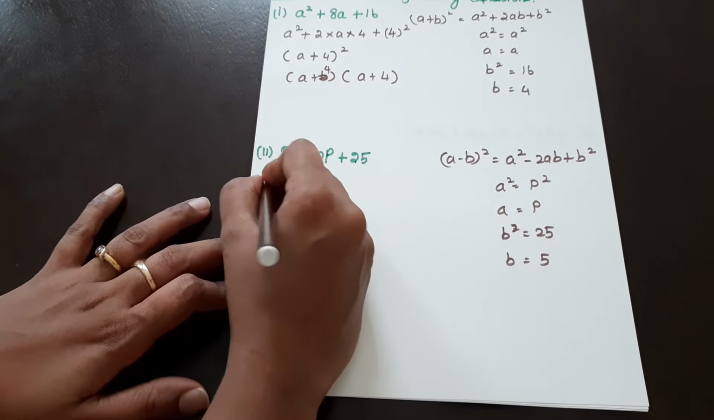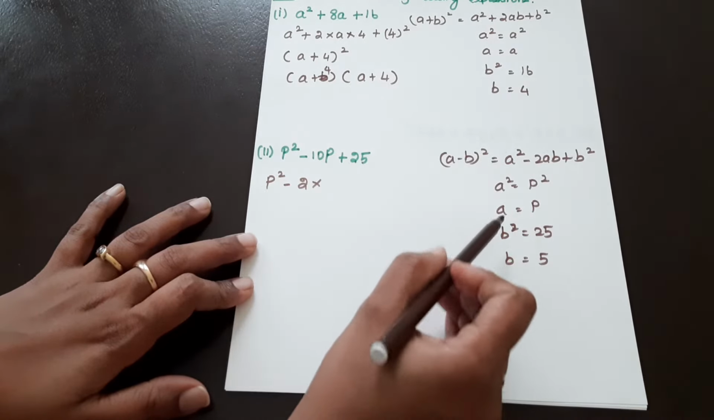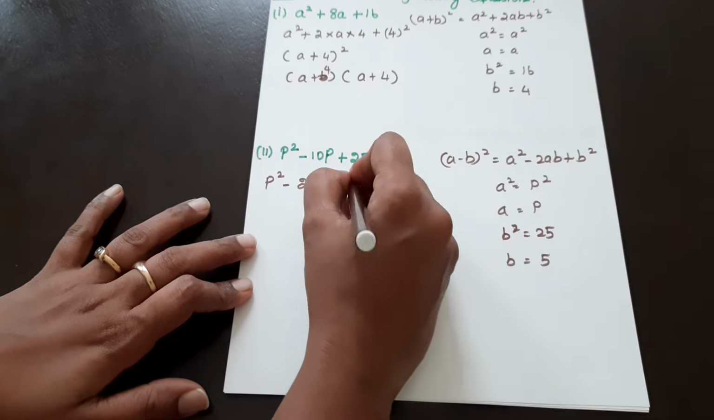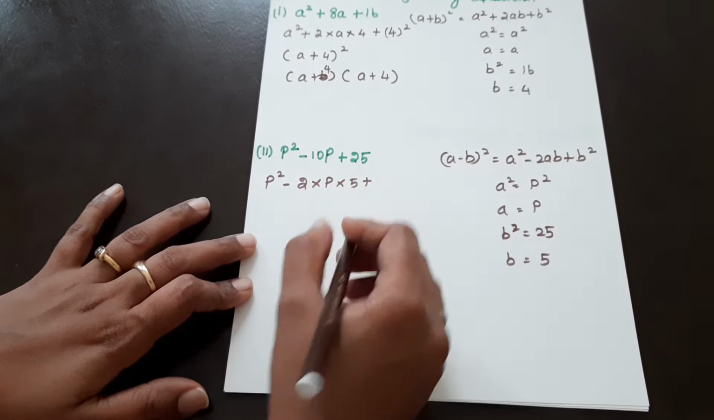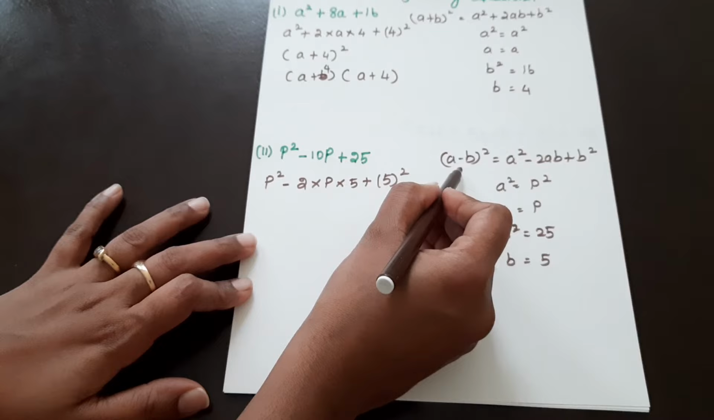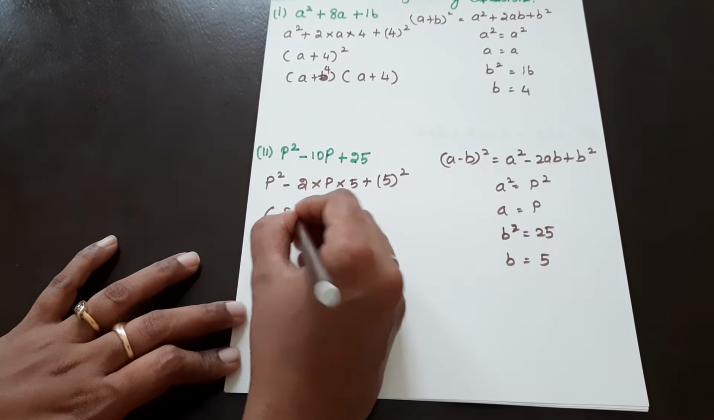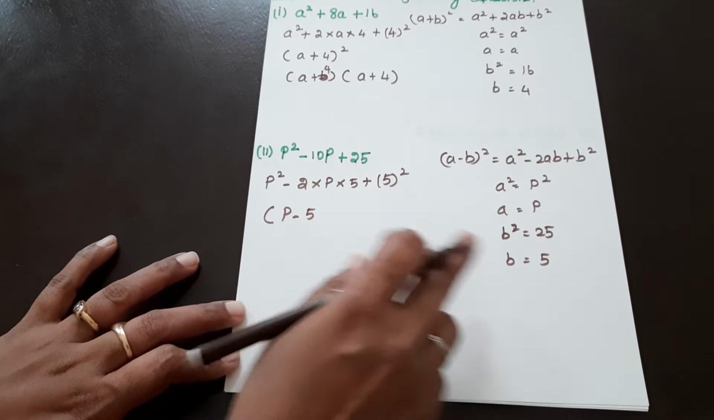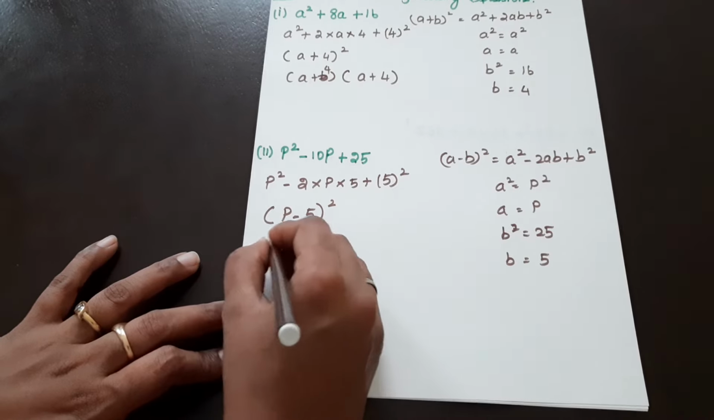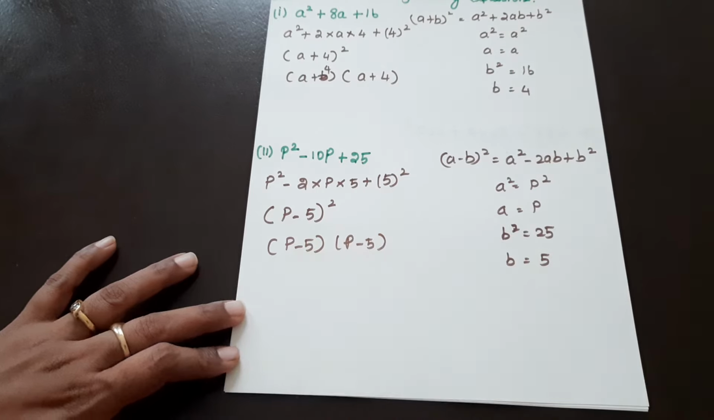Here a squared is p squared, so we write p squared minus 2 into a, here a is p, b is 5. Okay? Plus 25 is 5 whole square. Now we write it as (a minus b) whole square. Here a is p, minus b, which is 5. So (p minus 5) whole square. Now we can expand it as (p minus 5)(p minus 5). Okay? Next.